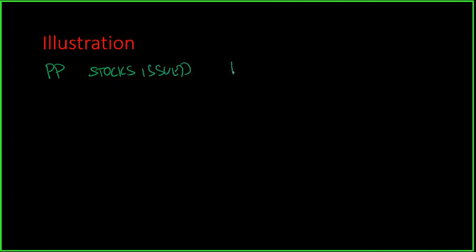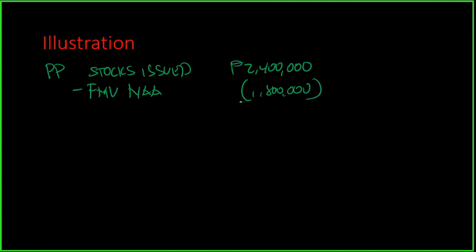Your stocks issued are valued at 2,400,000. And you compare the fair market value of net assets acquired, which is 1,800,000. Again, your goodwill will be, is it 800? Yes, it's 800,000.